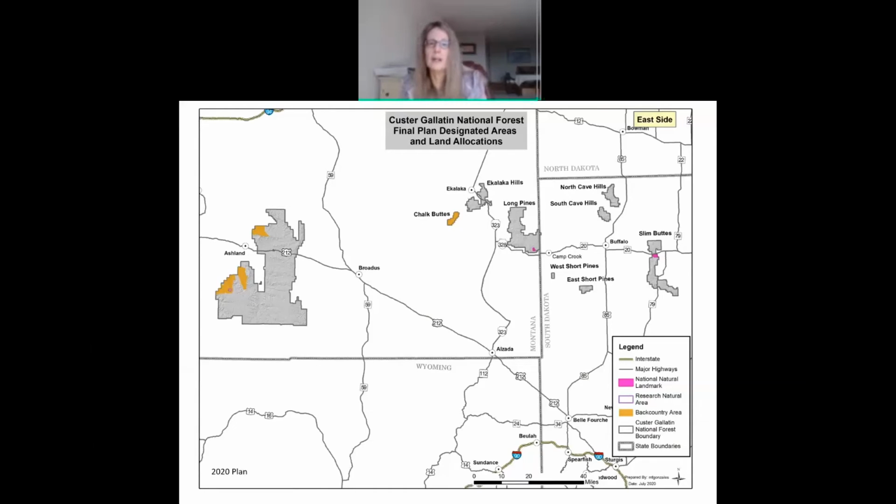So there is plan direction. But the fact that there are fewer land allocations, it's reflective of the uses there as well as of the publics and the public interest there.